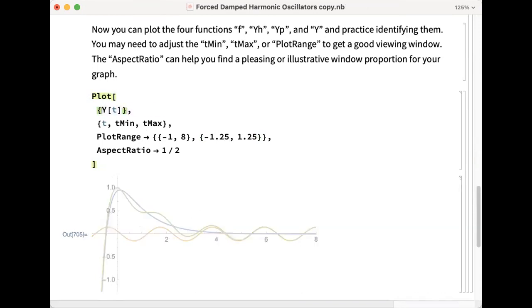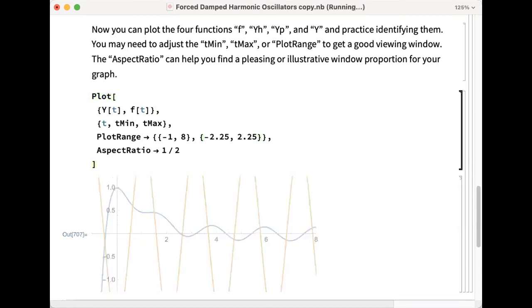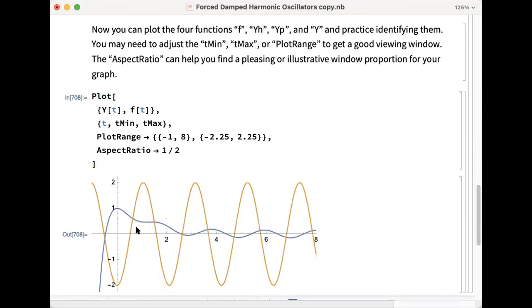Just want to see a solution alone. There's a solution with zero slope and one position. Kind of fun to see that imitating the driving function, but the driving function is way bigger than that. So I have to pump up the window. So you see my total solution is imitating and lagging the driving function eventually.